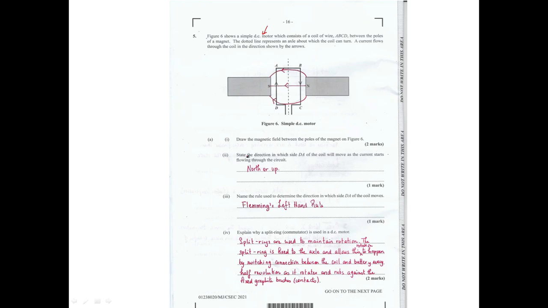And then now it says state the direction in which side DA of the coil will move as the current starts flowing through the circuit. So it will move north. So you had to use three fingers on your left hand, which would have been your thumb, your index finger and your middle finger, and you could label them FBI.